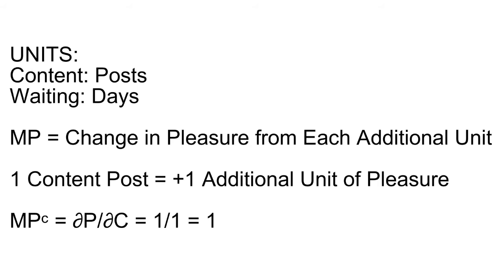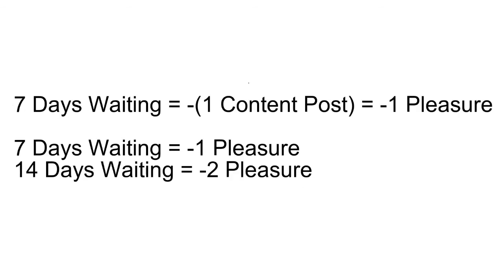So in terms of my own preferences for content, let's assume every post gives me 1 unit of pleasure. No matter what the post or how many posts have already been posted, my change in pleasure from each additional post is +1. This would be the marginal pleasure from content, which is the partial derivative of pleasure with respect to content. On the other hand, my preferences regarding waiting: every week I have to wait to get access to the content, I lose that same 1 unit of pleasure, meaning every 7 days I lose in pleasure what I would gain from 1 unit of content. So in 14 days, I would lose 2 units of pleasure.